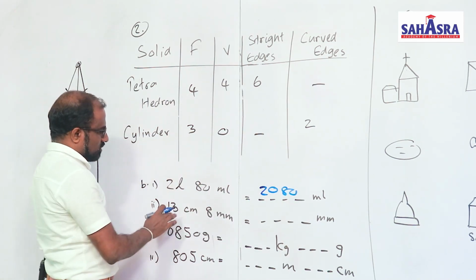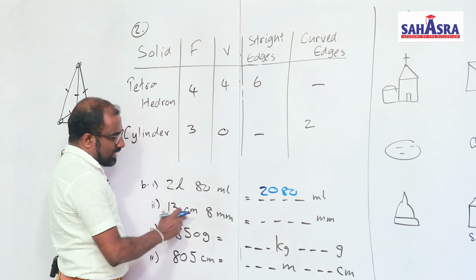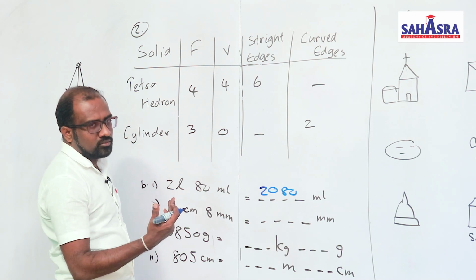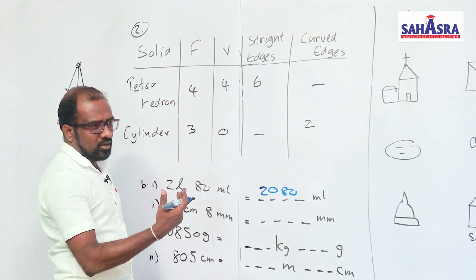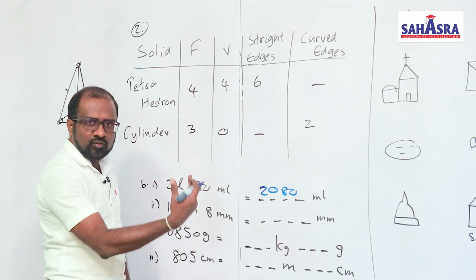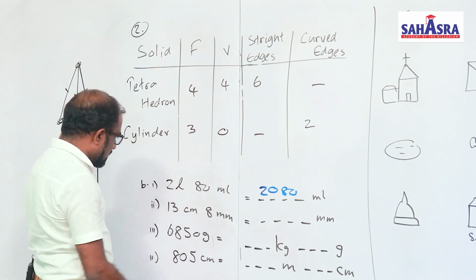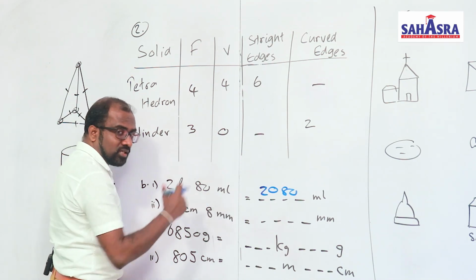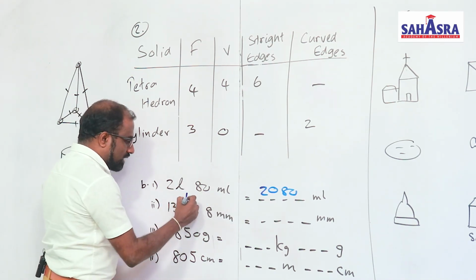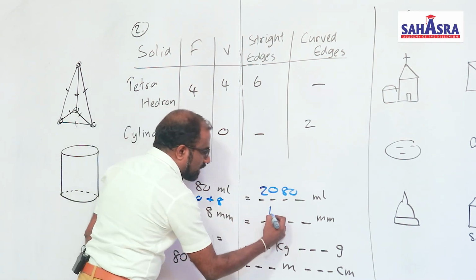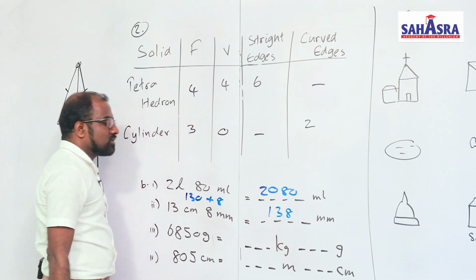Next one. Here also same. Centimeter, millimeter. 1 centimeter how many millimeters? 10. So 1 centimeter is 10, 2 is 20, 3 centimeters 30, 5 centimeters 50. Like that you have to multiply by 10. And 13 centimeters, that is 130 millimeters, right? 130 plus here you have 8, 138 millimeters should be the answer.